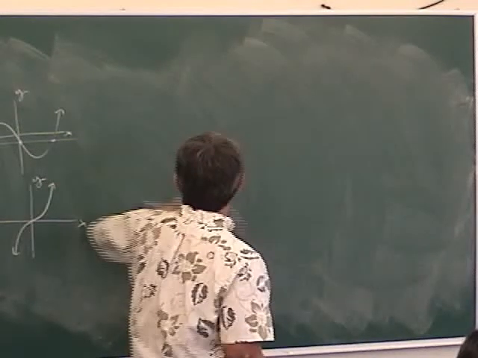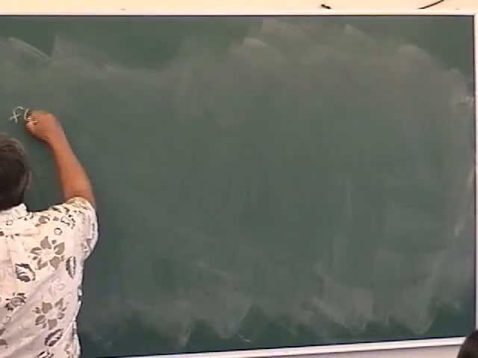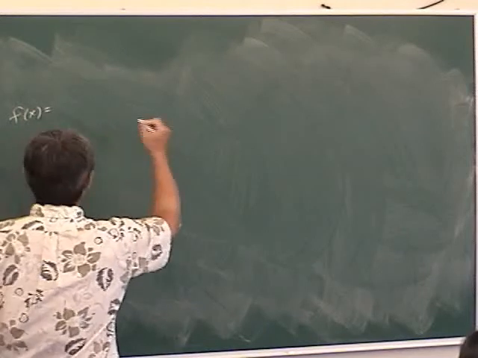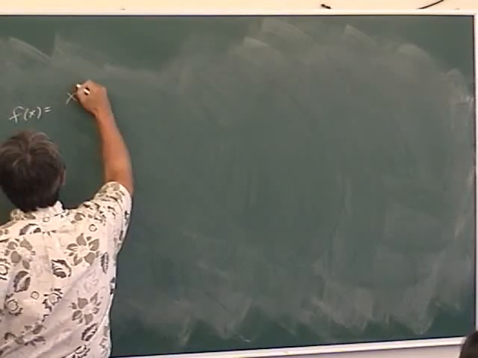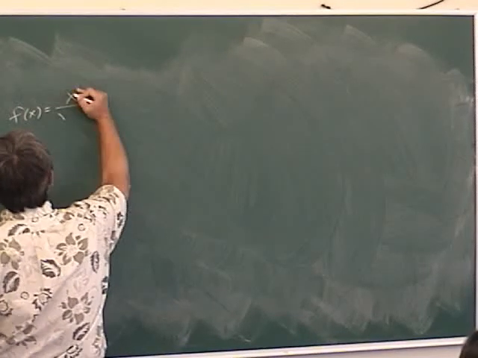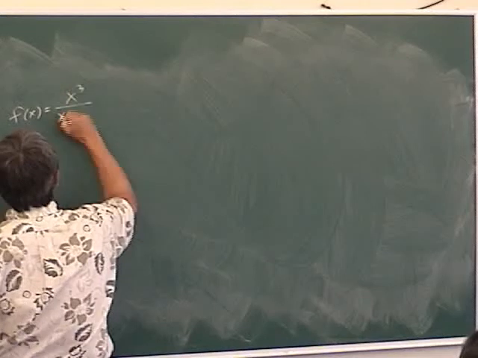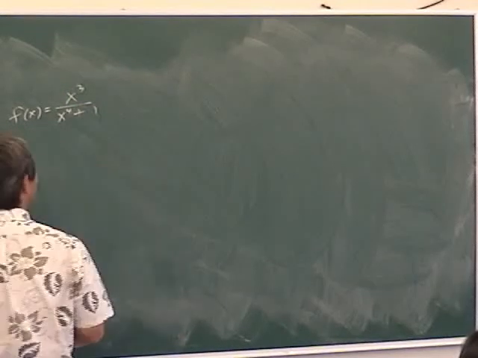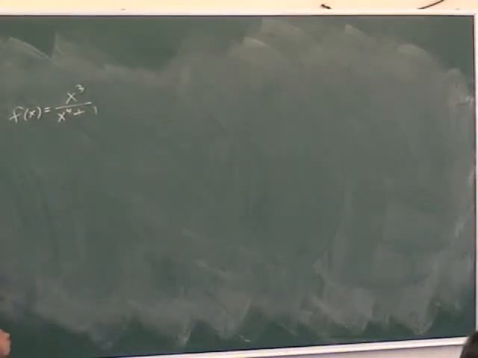Okay, let me give you an example. f of x, this is probably the same as the example in your example problem. f of x equals x cubed over x to the 4th plus 1. Even, odd, or neither? Now hopefully you can do this in your head.